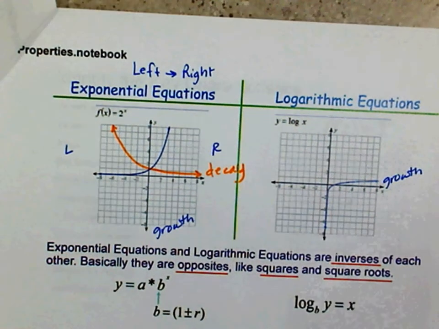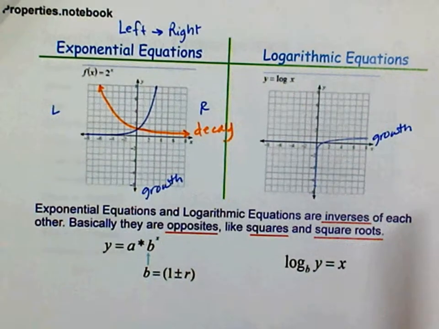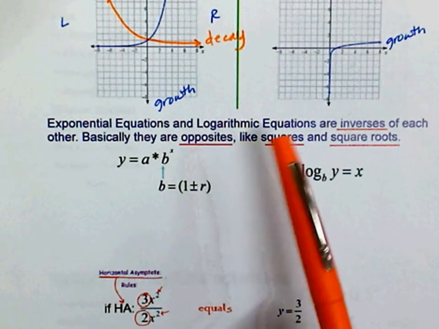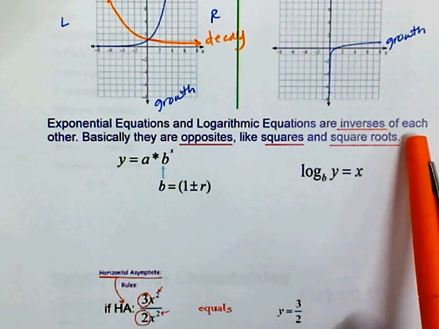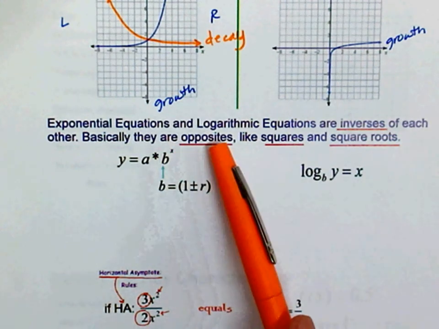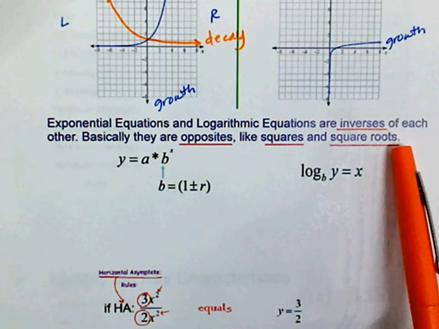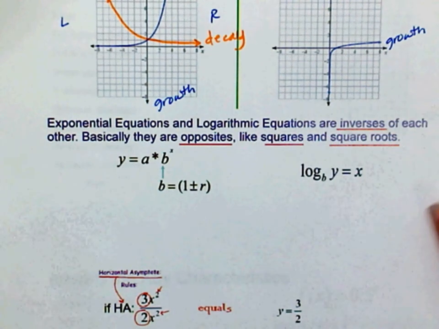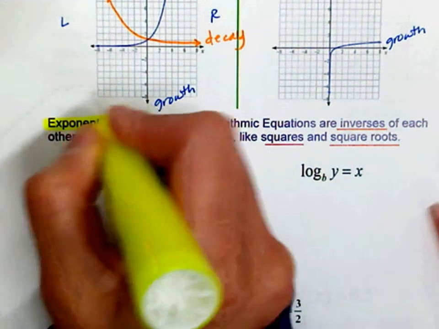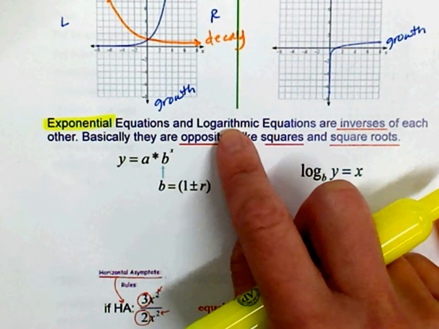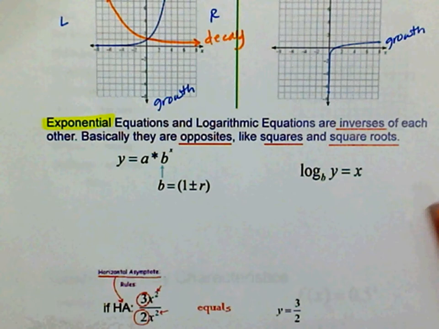All right. So exponential equations and logarithmic equations are inverses of each other. Basically, they are opposites, like squares and square roots. We are going to focus on exponentials for this unit. Next unit, we're going to discover the inverses using logarithms. But right now, we're just going to focus on the exponentials.